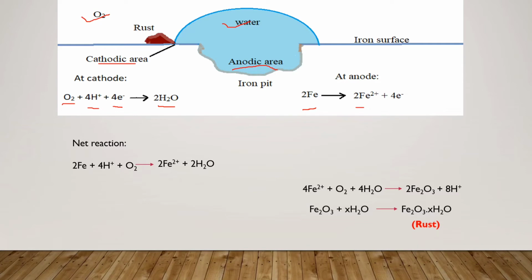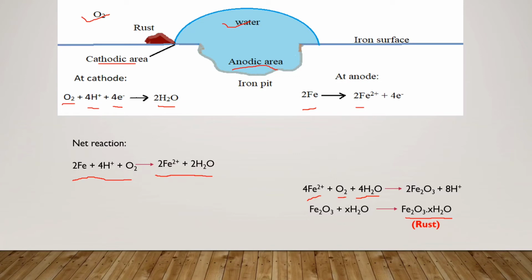So, if we add these two equations, the cathodic and anodic equations, we will get the net reaction as 2Fe + 4H+ + O2 giving 2Fe2+ + 2H2O. Further, this Fe2+ ion, that is the ferrous ion, reacts with atmospheric oxygen as well as water to produce Fe2O3·xH2O, which is rust.